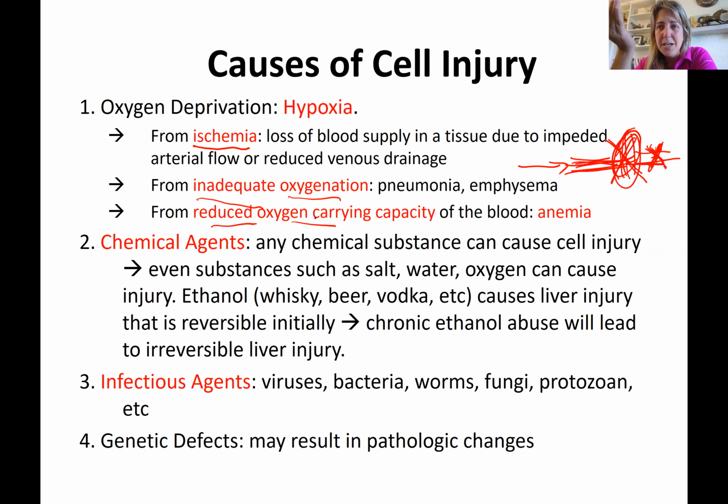So hypoxia is the number one reason for cell injury, and it can be, again, reversible depending on the amount of time or severity, okay? It can be reversible or irreversible, okay? Chemical agents. So any chemical substance can cause cell injury, even salt, water, anything is a toxin. I think you guys need to understand that everything can be toxic to the body.